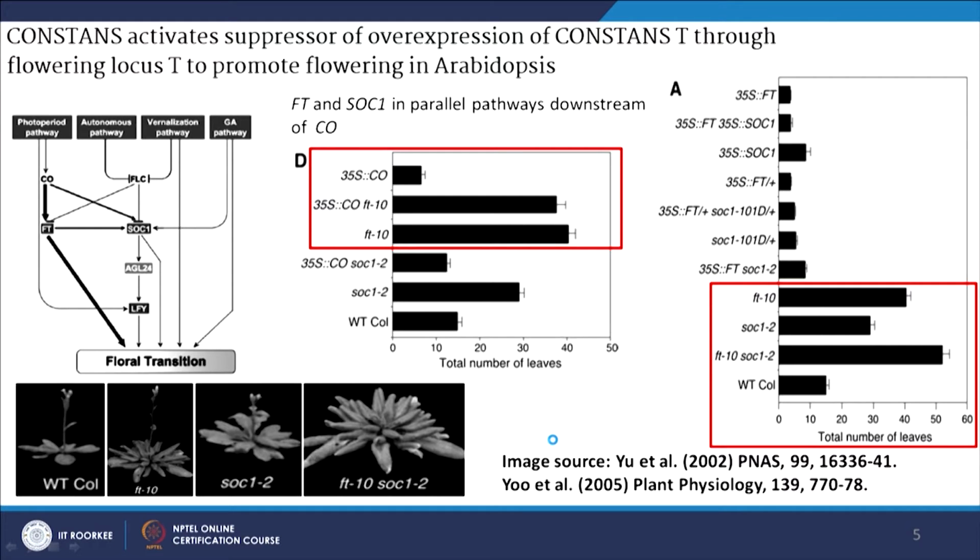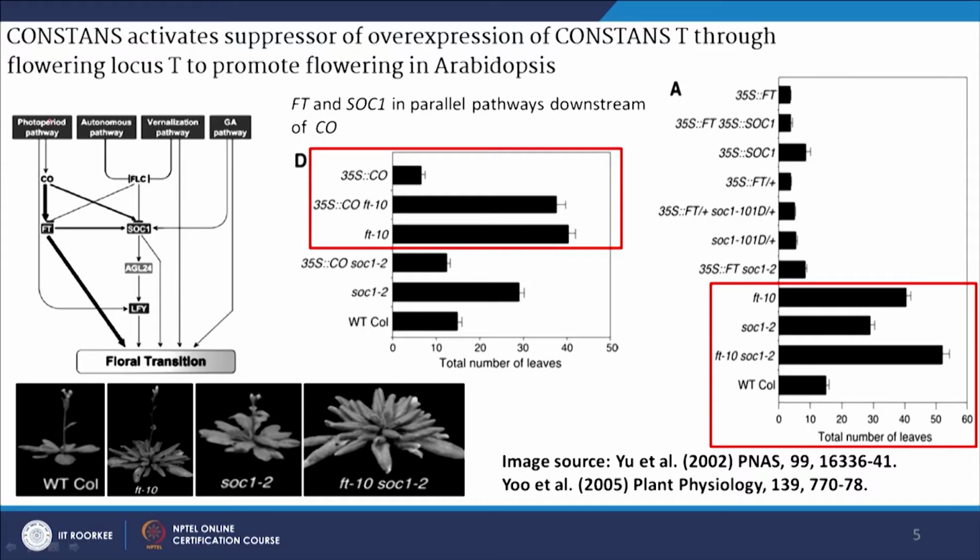This is a well-studied case of floral transition. What happens in the plant is that up to a certain time point, the plant undergoes vegetative growth, then it decides to transition. The transition from vegetative phase to reproductive phase is a very important process in the plant to ensure successful sexual reproduction. Therefore, it is regulated by multiple regulators and multiple pathways.